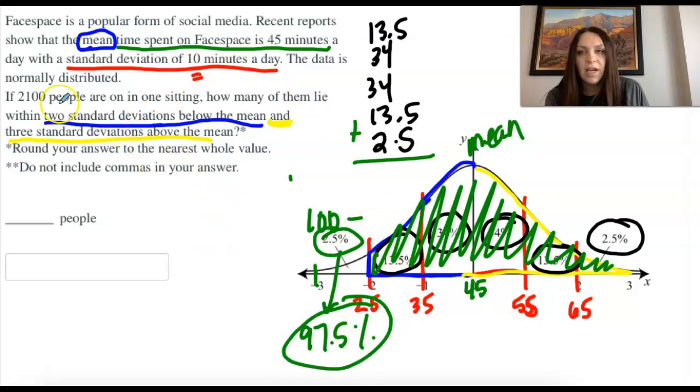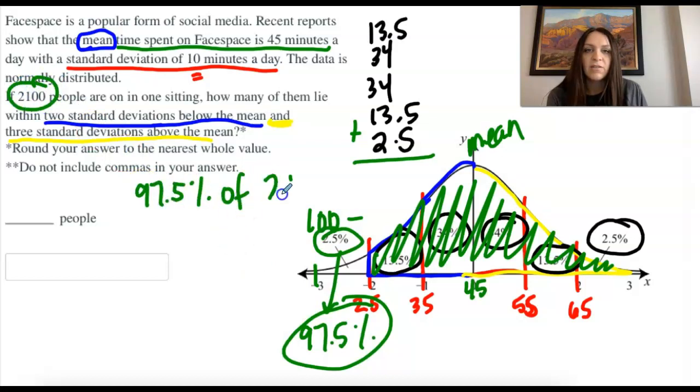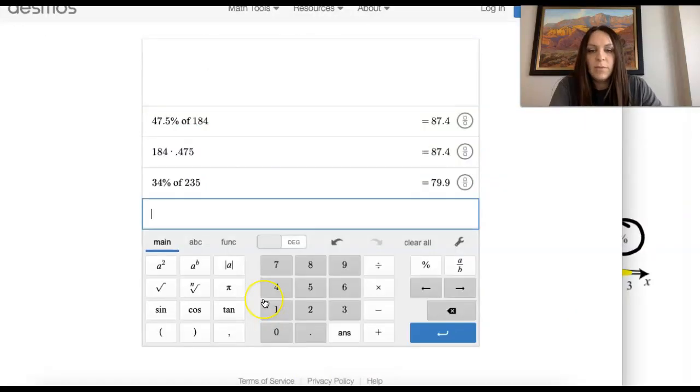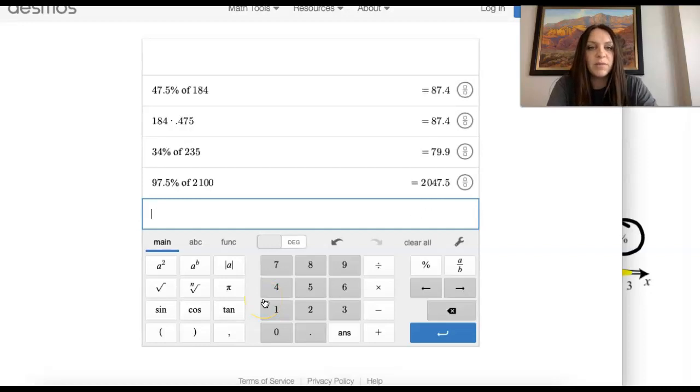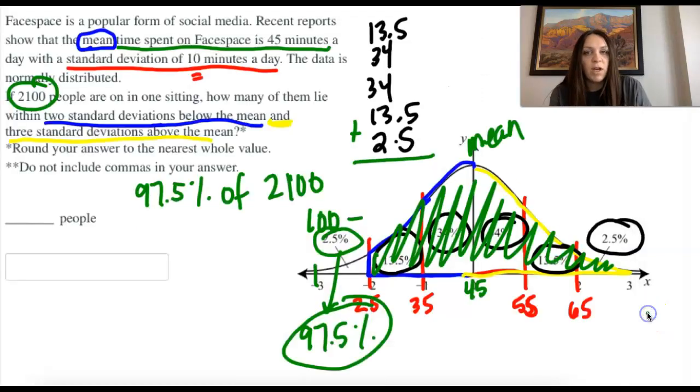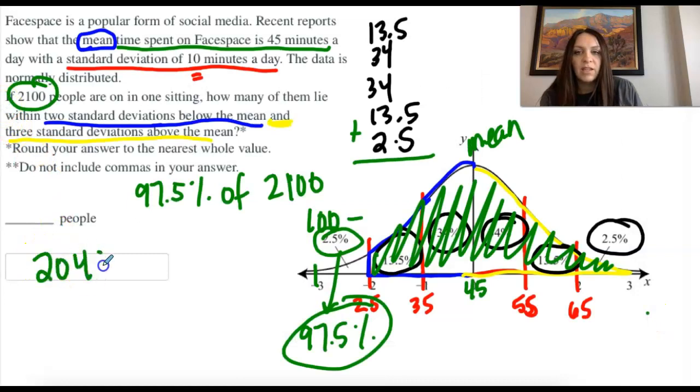And we're looking at 2,100 people. So 97.5% of 2,100. 97.5%, and the "of" just pops up 2,100. 2047.5, because that's a 0.5, I'm going to round up to 2048, because we're talking about people. We're not going to have a decimal.